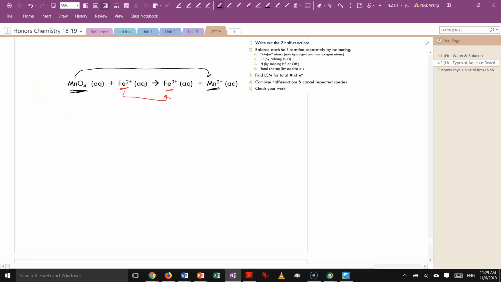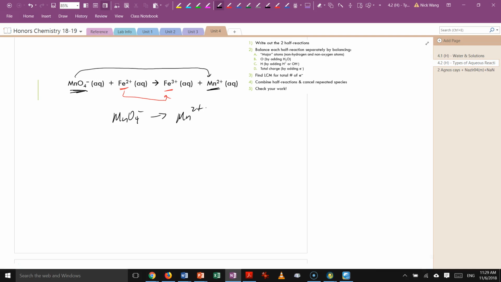Let's do the MnO4 first. MnO4 minus. I'm going to leave off the states of matter for the sake of simplicity. Let me rewrite it so it's MnO4 minus here, and then Mn2 plus here, just to condense it a little bit and give us some more space to run on either side of this. All right, so I'm just going to do the first half reaction, and in a second we'll do the second half reaction.